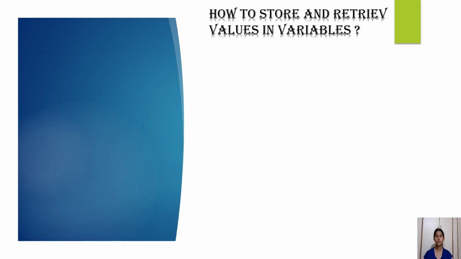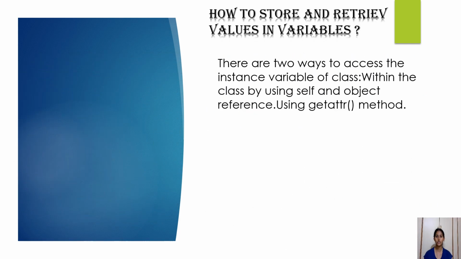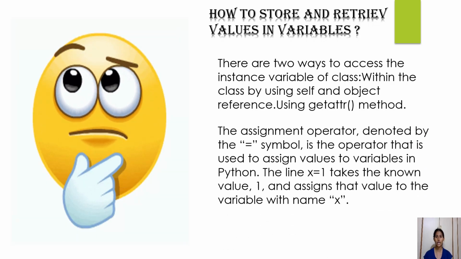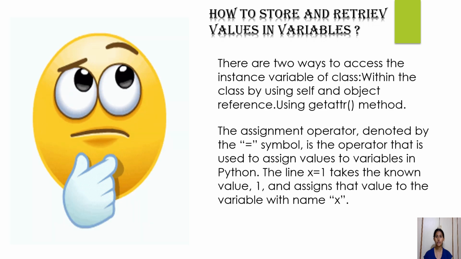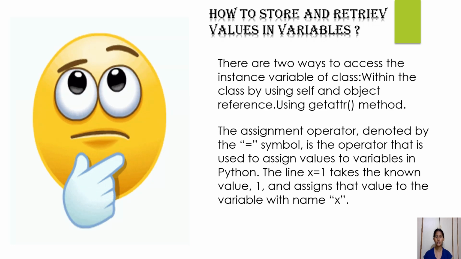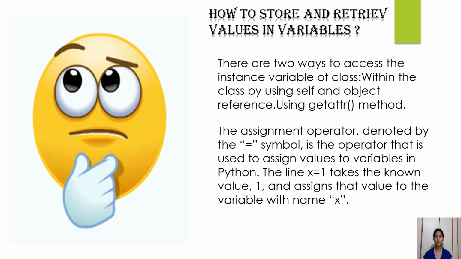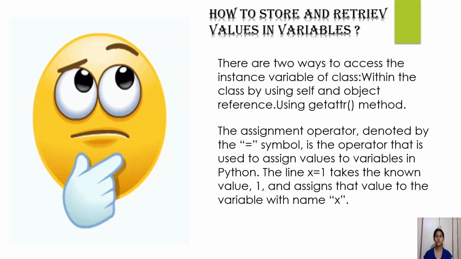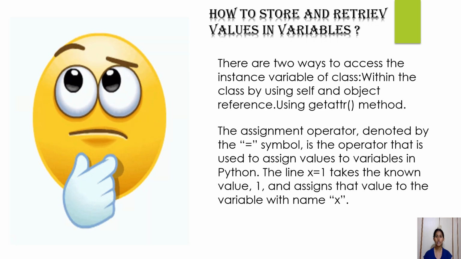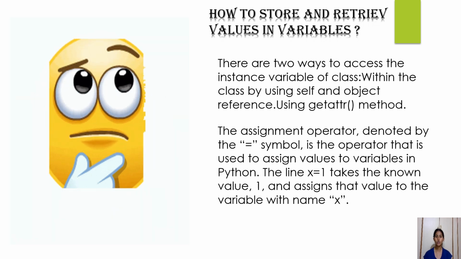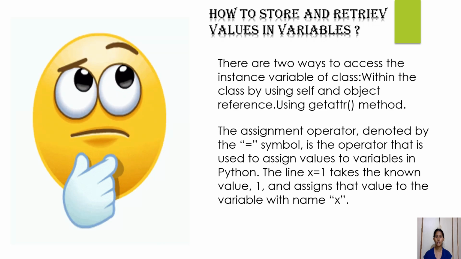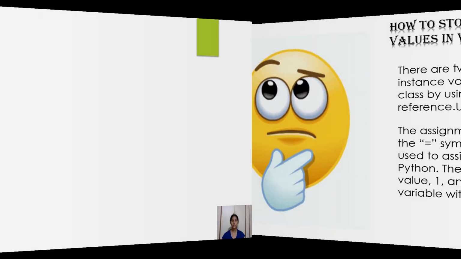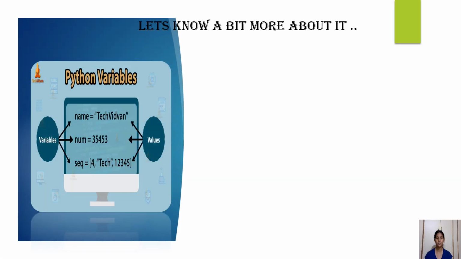So let's come to know how to store and retrieve values in variables. There are two ways to access the instance variables of classes: within the class by using self, and by object reference using a getter method. The assignment operator, denoted by the equals to symbol, is the operator that is used to assign values to variables in Python. The line x = 1 takes the known value 1 and assigns that value to the variable with name x.